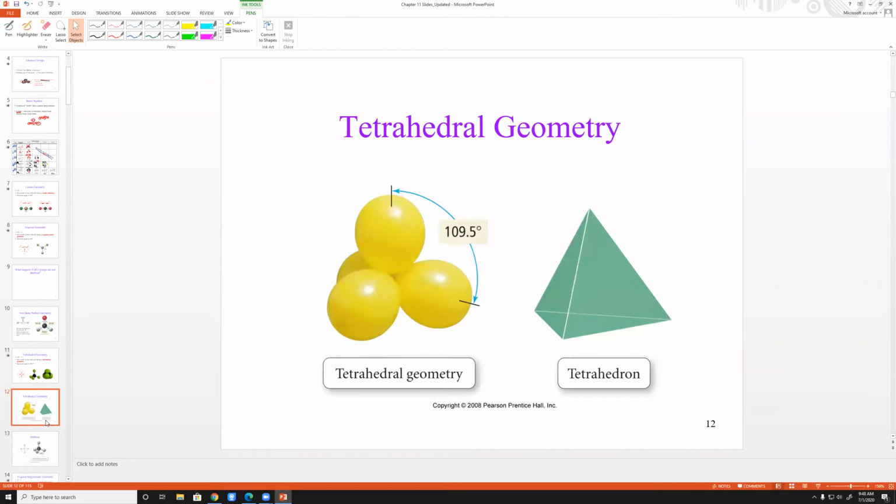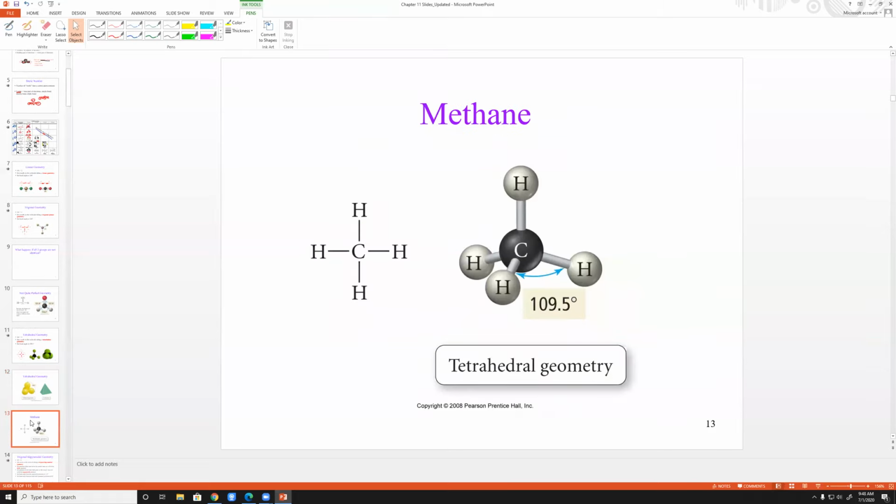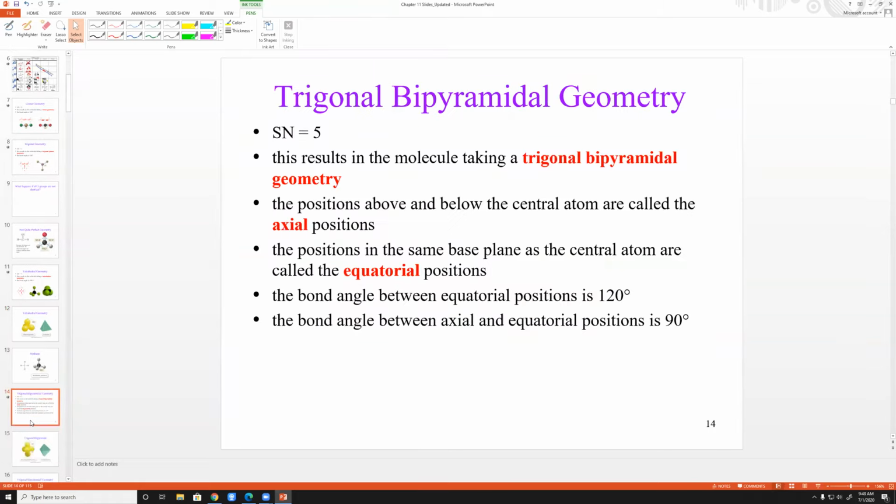So we talked about tetrahedral already. This is what a tetrahedron looks like. It's kind of like a pyramid with a triangle base. There's 4 triangles that make a 3-dimensional shape. That's a tetrahedron. If each corner is an atom, the angles between them are 109.5 degrees. That's why we get that tetrahedral arrangement. You have methane as a perfect example of that.